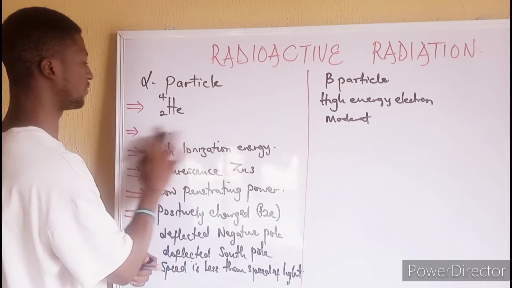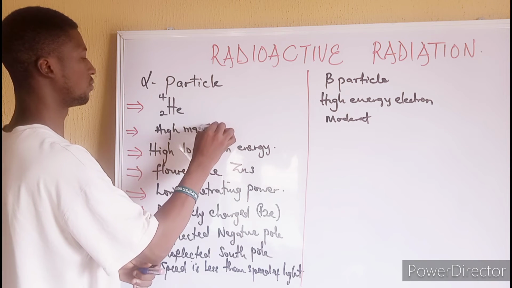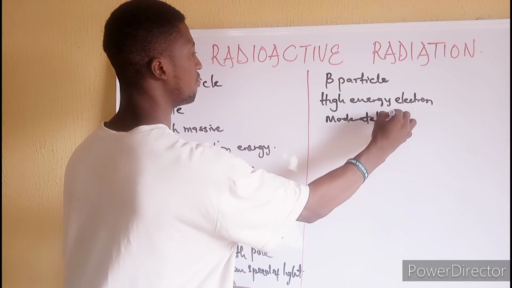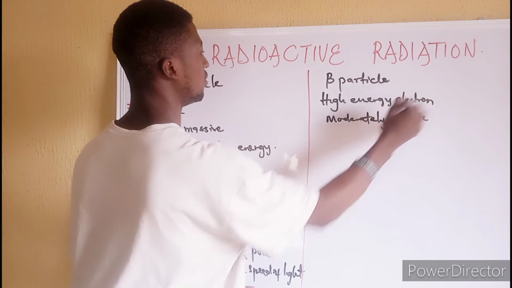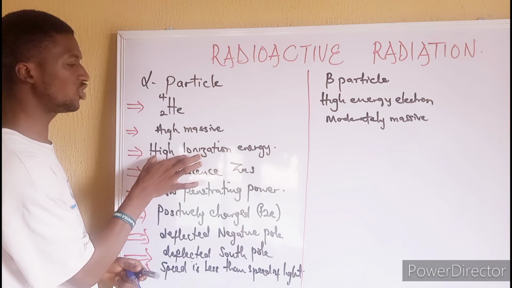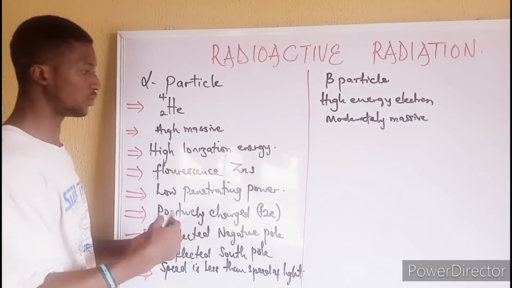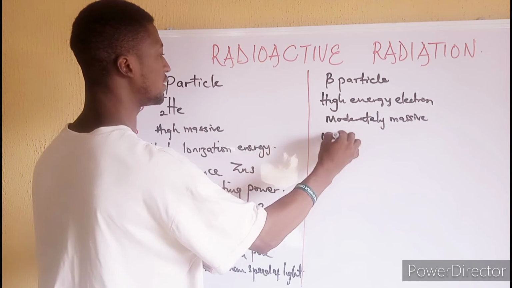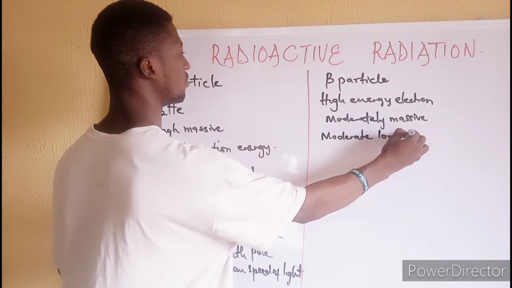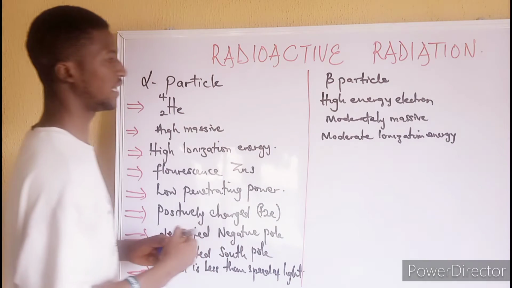The alpha particle is highly massive. So I can put here moderately massive for the beta particle. Now in this case, the ionization energy is also moderate, not as high as that of the alpha particle. So here we have moderate ionization energy.